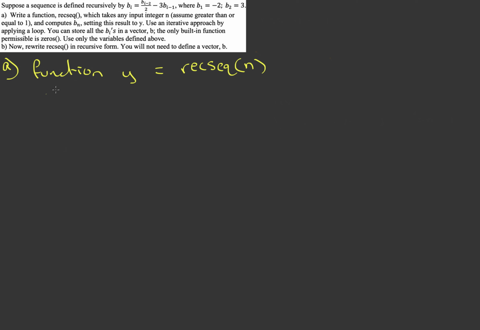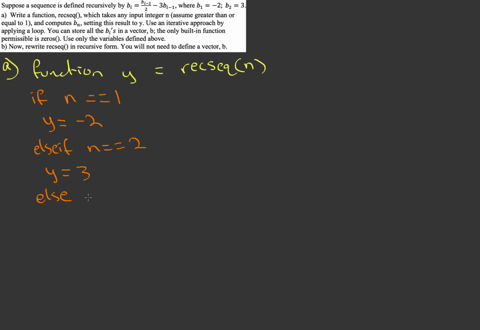So we have two base conditions. B of 1 is -2 and B of 2 is 3. So this function is supposed to work for any n given, so we have to create some conditions. If n is equal to 1, then we're just going to say y is equal to -2. Else if n is equal to 2, so b of 2, well, we already know that y is equal to 3. Now else, that means n is greater than 2. And we're going to assume that n is any positive integer greater than or equal to 1.